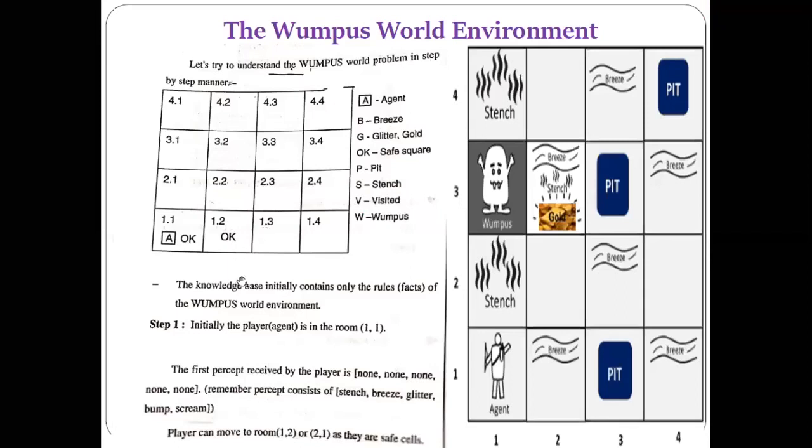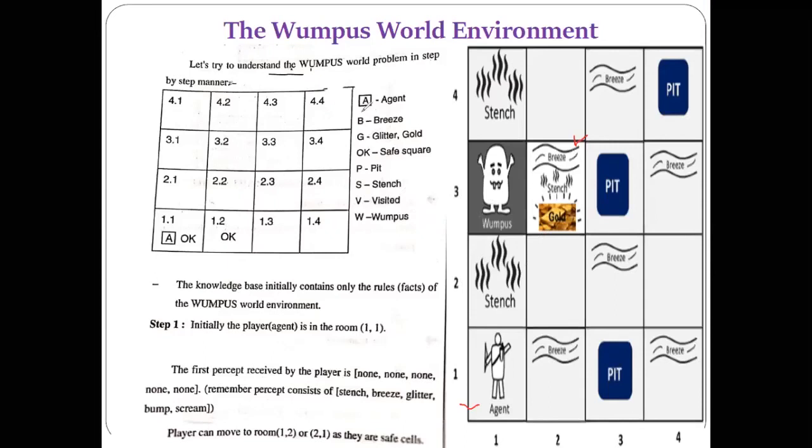Okay. Now, this is the situation we have been given, as already discussed. Here is our agent at location 1,1, and this agent has to reach this location within that cave, and he has to bring back the gold which is located in this cave, and he has to come back safely without being killed by that particular Wumpus.